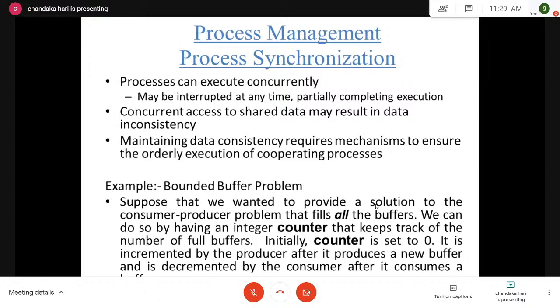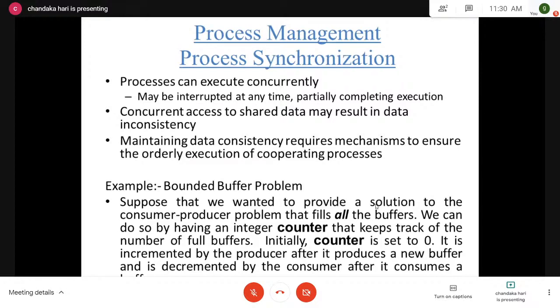That implies both are sharing some common resources. So that is going to be called cooperative process organization. That is, it is also called concurrent process execution, or cooperative process organization. That implies the processes can be executed concurrently and may be interrupted at any time by terminating or by partially completing their execution.